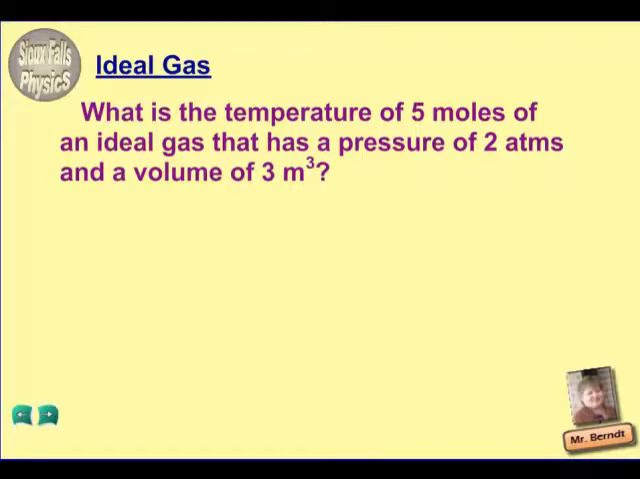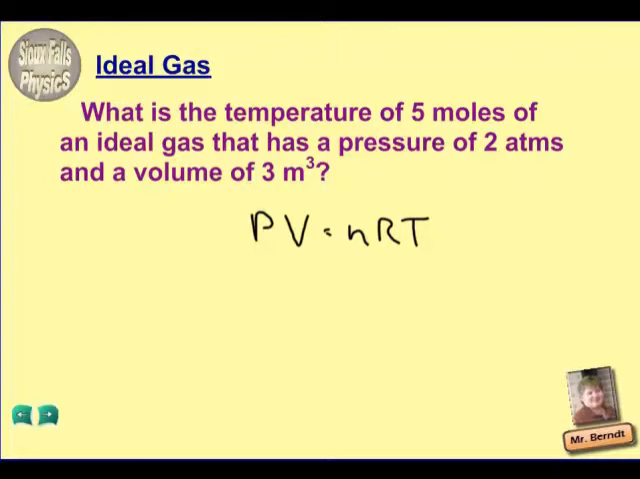Now we're dealing with an ideal gas. In this question, we're asking what is the temperature of 5 moles in an ideal gas that has a pressure of 2 atmospheres and a volume of 3 meters cubed. So the first thing you should pop into your head is an equation that just stands for ideal gas, and that is PV equals nRT.